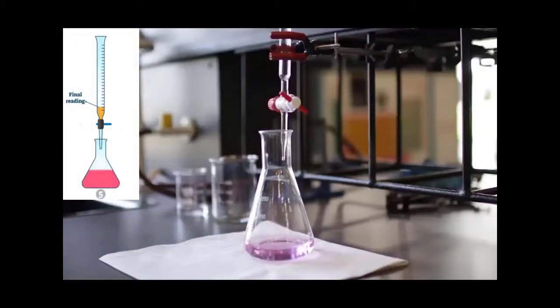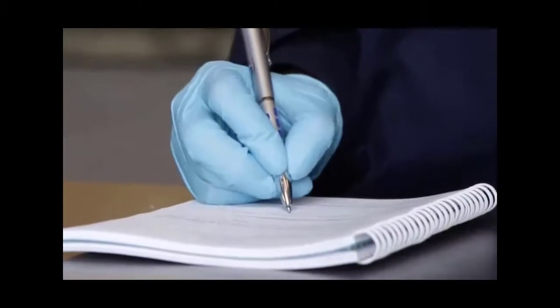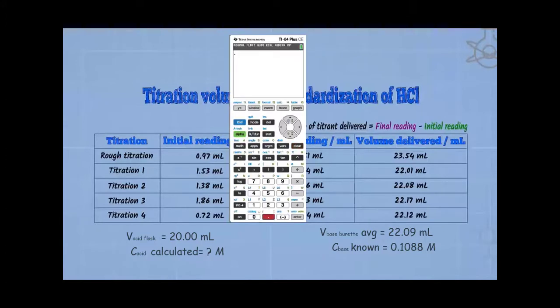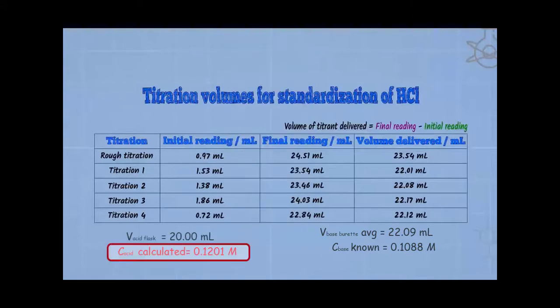Here's the data that was recorded. We had a volume of base that we averaged to be 22.09. We have its concentration, 0.1088 molar. And then we can divide by the volume of the acid that we had in the flask, 20.00 mLs. And now we know the exact concentration of that acid. We've determined its concentration to four significant digits. That's what a titration can do.